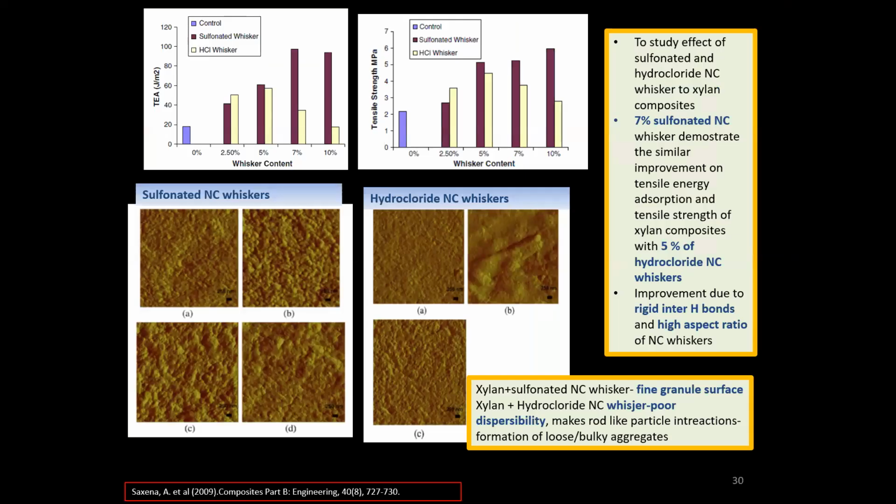This is another study whereby they produced nanocellulose with sulfuric acid to get sulfonated nanocellulose, and they compared the sulfonated nanocellulose with the hydrochloric nanocellulose, which is the nanocellulose with the hydroxyl group. The sulfonated one is the hydrophobic, and the hydrochloric one is the hydrophilic. Both of them were introduced to xylans, and it showed that the improvement with the hydrophilic nanocellulose, produced from hydrochloric acid, is lower compared to the one with the sulfonated nanocellulose.